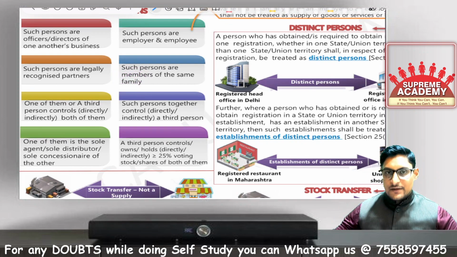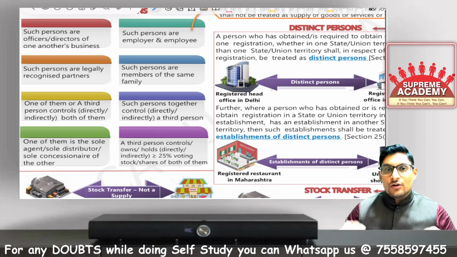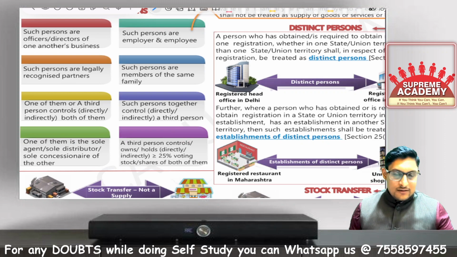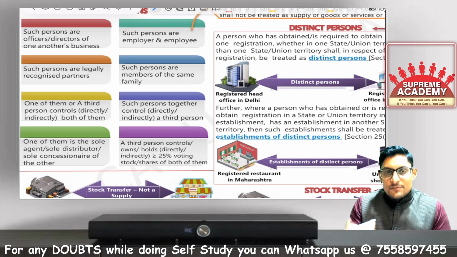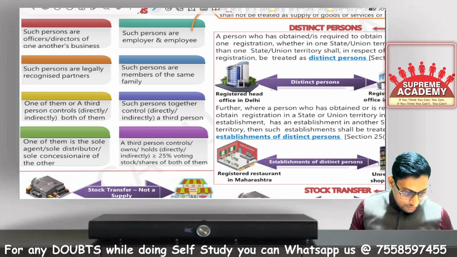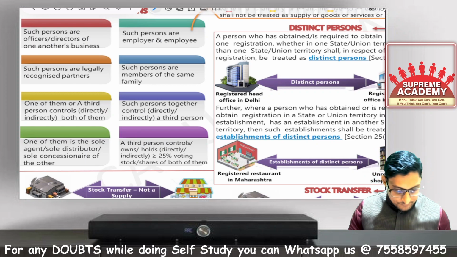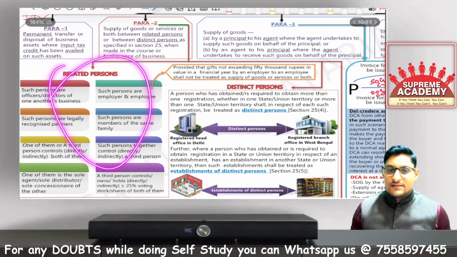Say one is a holding company and one is a subsidiary, and both are controlling a third company. So the third company will be related with these two. Or one holding company has a subsidiary company, and that subsidiary company is again the holding company of a third company. So that third company will be a related person. All these are related persons under GST.